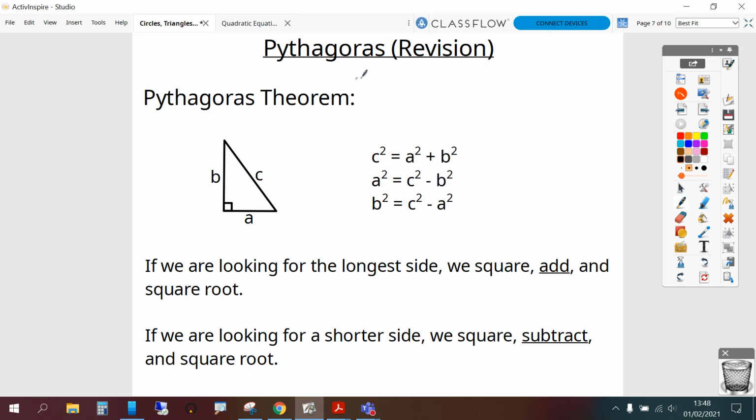Now we'll also be looking at some questions which involve Pythagoras. A reminder of Pythagoras here. We need to use Pythagoras when we have a right angle triangle and we're given information about the lengths of two sides and we want the third side. So if we're looking for the longest side, which is always across the right angle, then we square the two shorter sides, add them, and then square root. If we're looking for one of the shorter sides, we square the two sides, subtract them, and then square root.